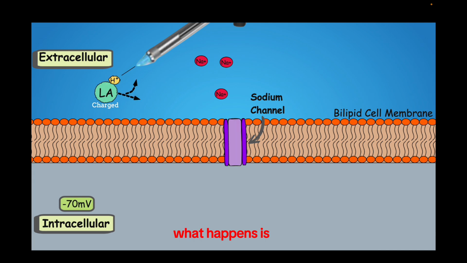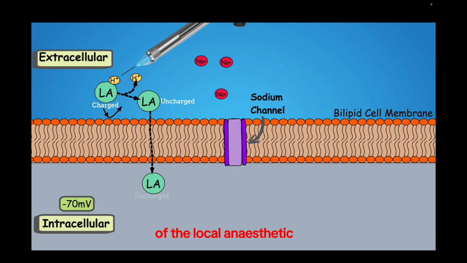Now, what happens is that the LA in the tissues will reach an equilibrium between its charged and uncharged forms, and the ratio will depend on the pH of the tissues that it is injected into, which is normally around 7.4 in body tissues. Remember, the charged forms can't pass through the lipid bilayer of the cell membrane. However, the uncharged form of the local anesthetic is lipophilic and can diffuse across.